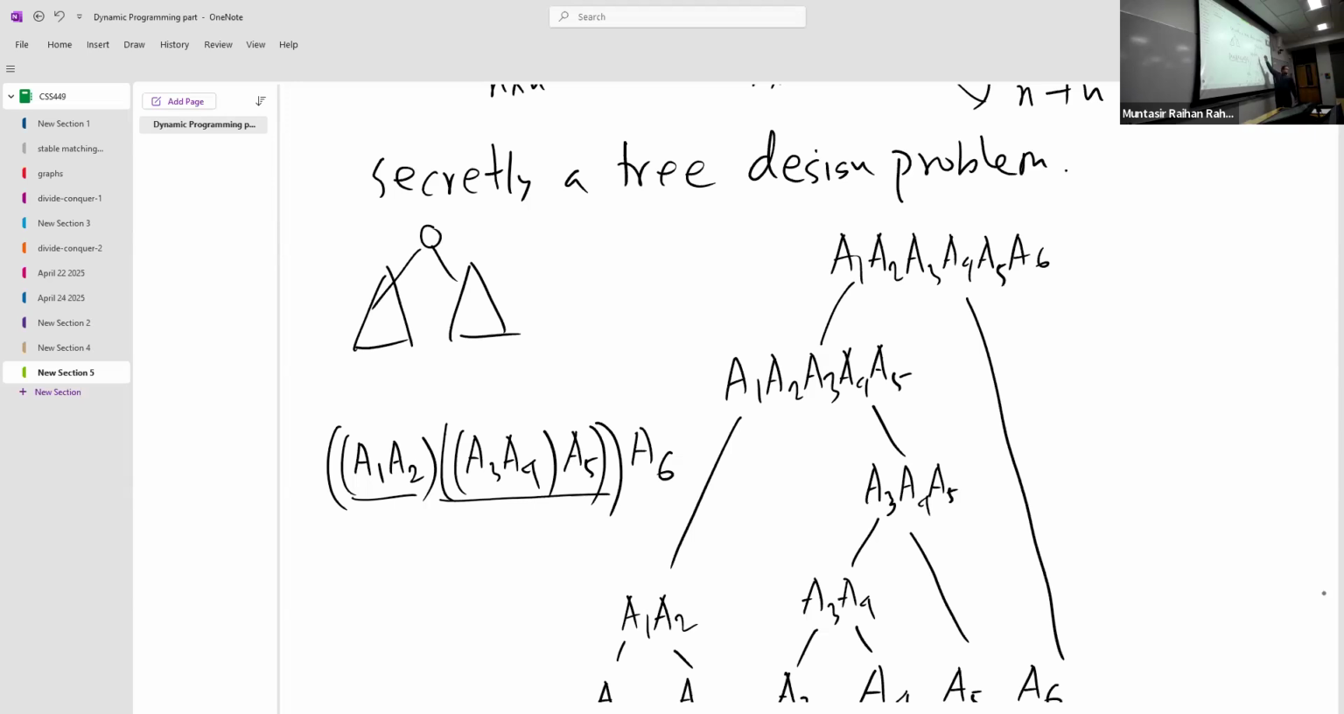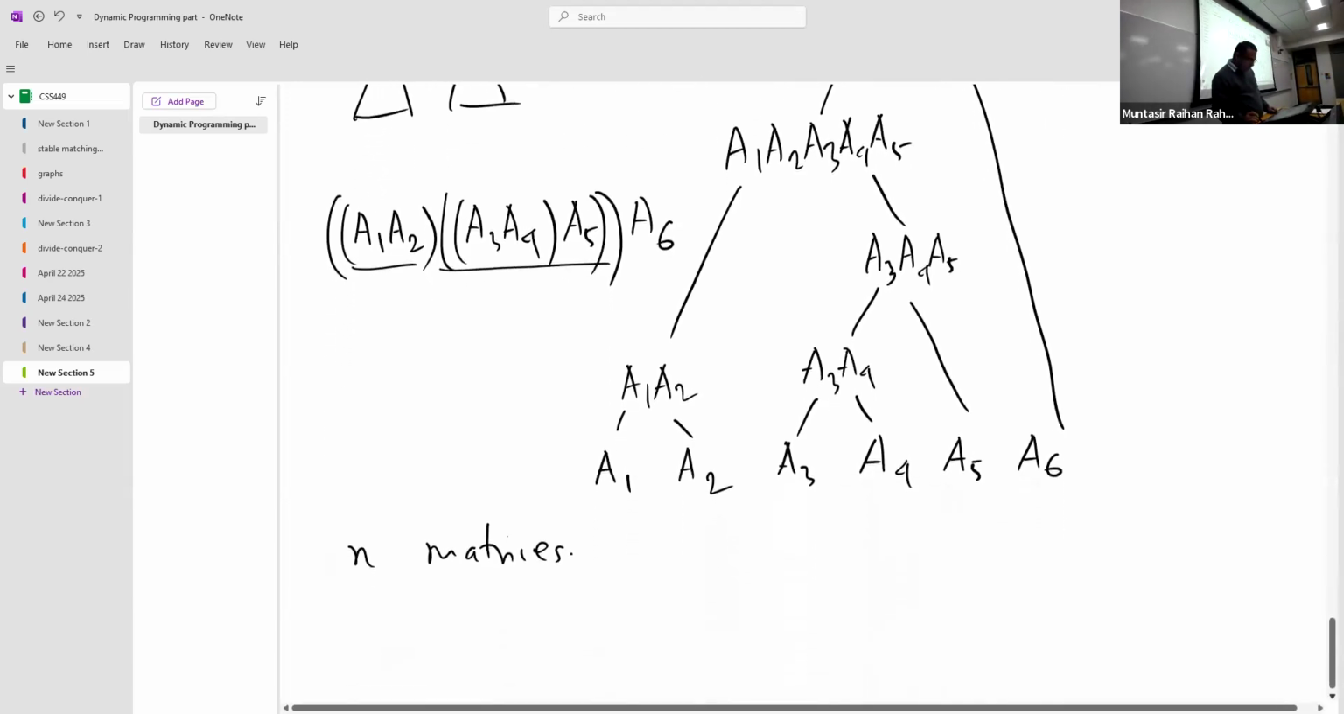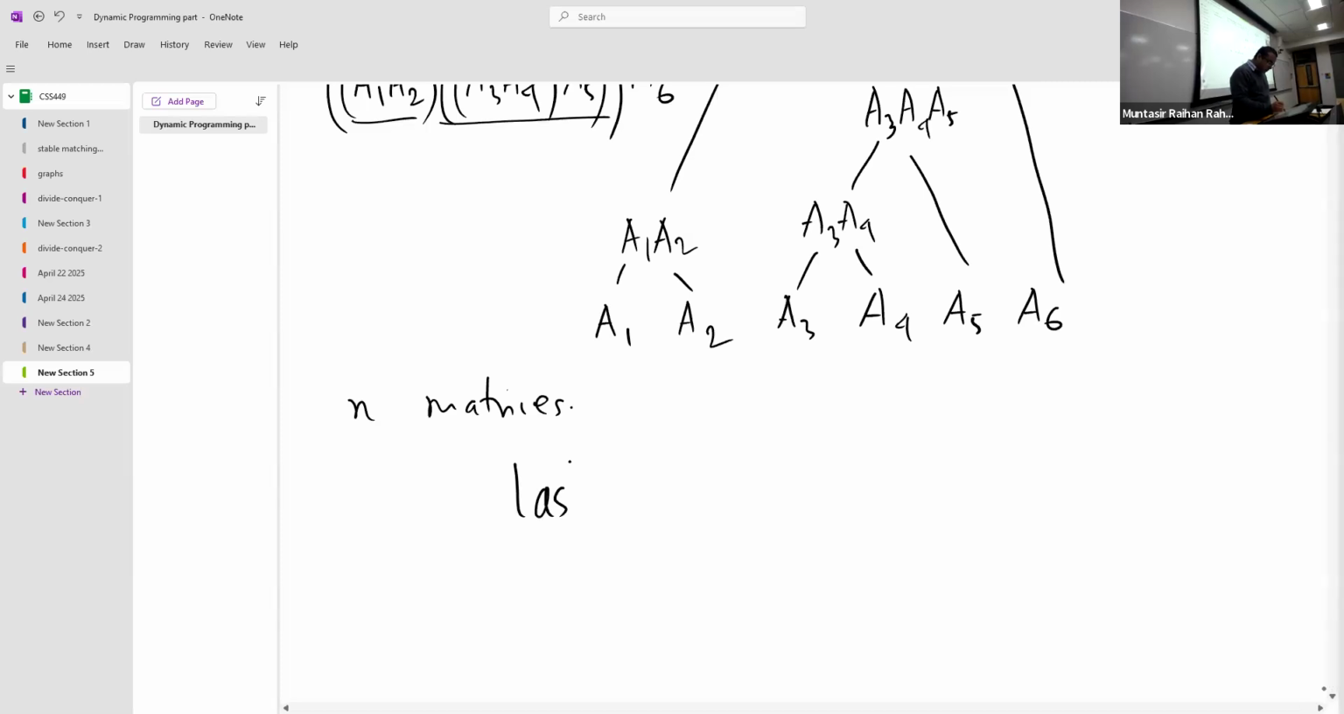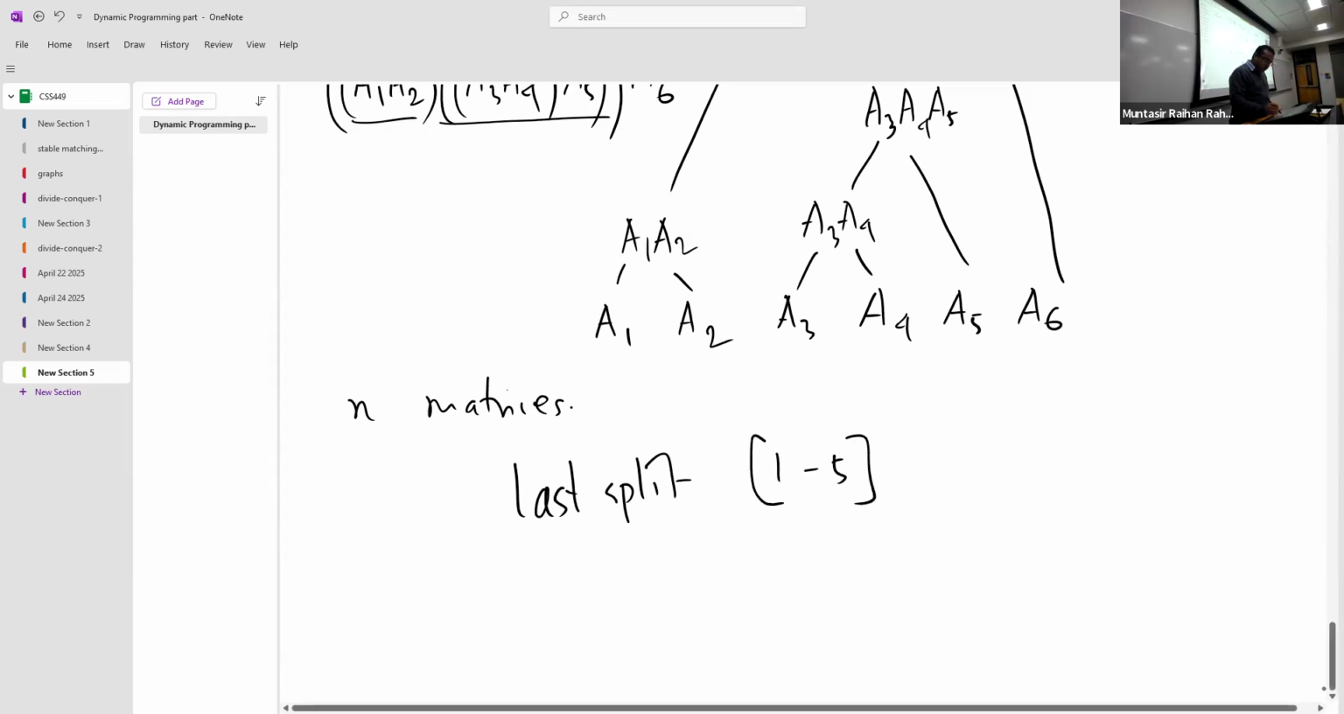Oh, left goes first. Right. So this one is the very last. So again, you're splitting on the very last partition. You're deciding where the last split would happen, right? So in this case, this decision of the last split is that we decided the last split is between 1 to 5 and 6.